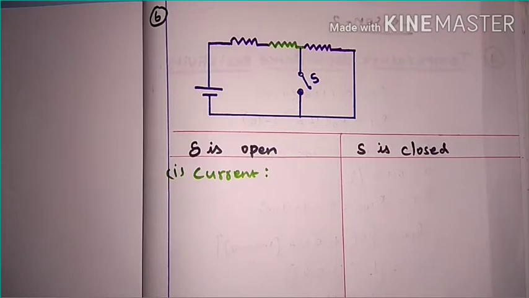So in the circuit, what are we going to find? The current when the switch is closed, and the current when the switch is open. Next, similarly, calculate the voltage and calculate the power and the intensity. So this is our aim.